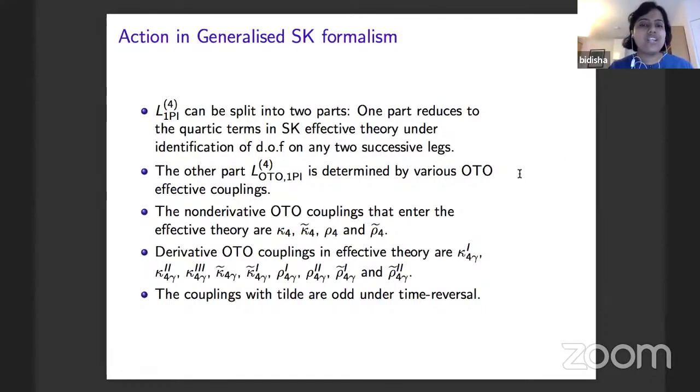But because of this two-fold generalization of the contour, there is a genuinely new out-of-time-ordered piece in the effective theory, which has many more new effective couplings, 13 in total. Four of them are non-derivative and nine of them are derivative effective couplings. By derivative, I mean the time derivative terms, and gamma denotes those derivative couplings. Then there are couplings with tilde and without tilde. Tildes just mean that these are time reversal odd couplings, and without tilde, they are time reversal even couplings. So we have written the effective theory in a form which has manifestly time reversal even and odd terms.